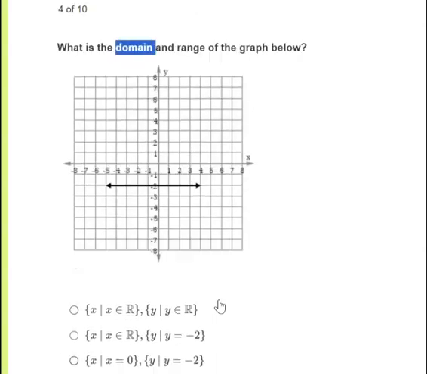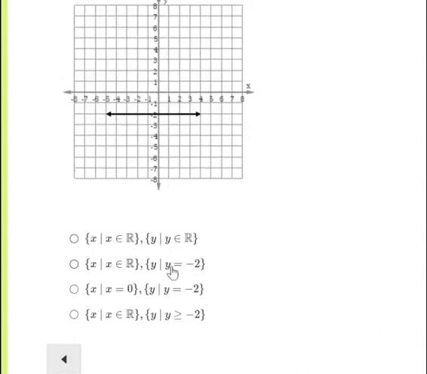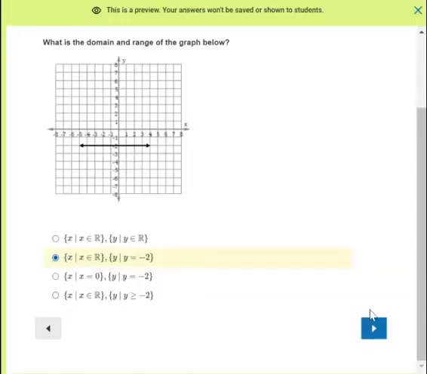Then let's look at the range. The range, I'm using the y-axis for the range. There's nothing up there, there's nothing down here, there's only at 2. So y is only equal to negative 2, I should say. So x is all real numbers, and y is negative 2.